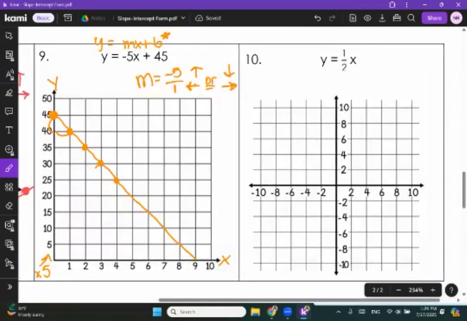Number 10. This one does not have a y-intercept, so that lets us know it's going to be right there in the middle. Look at both axes. Both axes are counting by 2s. 2, 4, 6, 2, 4, 6, right? So let's grab that slope. That slope is 1/2 positive. So we go up 1, right 2.